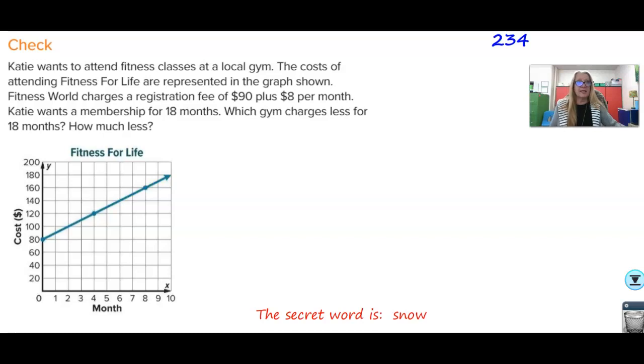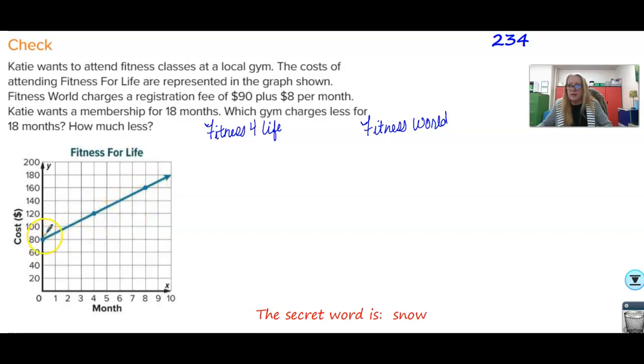Yes, we do, and this is my last example too. Okay, Katie wants to attend fitness classes at a local gym. The costs of attending Fitness for Life are represented in the graph shown. So we have two companies again. We have Fitness for Life. Okay. And the other gym is Fitness World. Okay. So Fitness for Life is in the thing here.